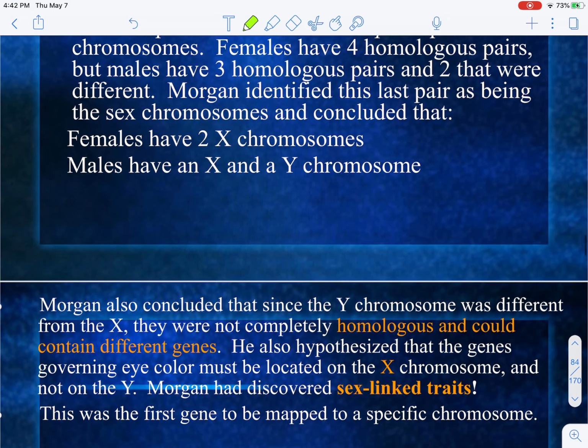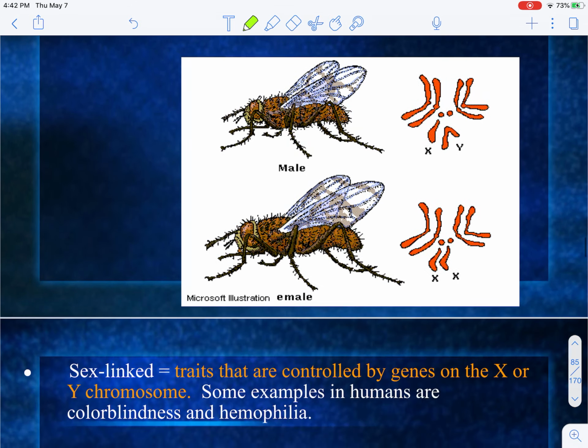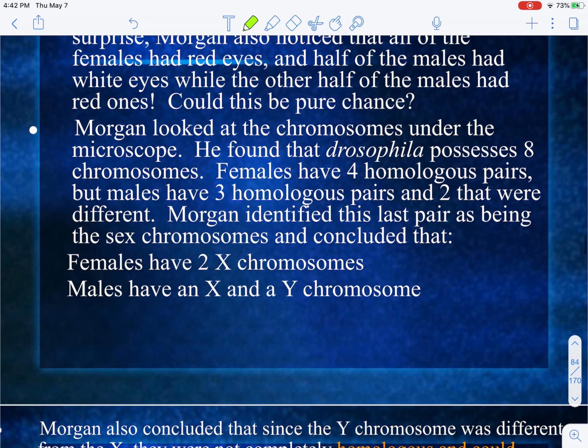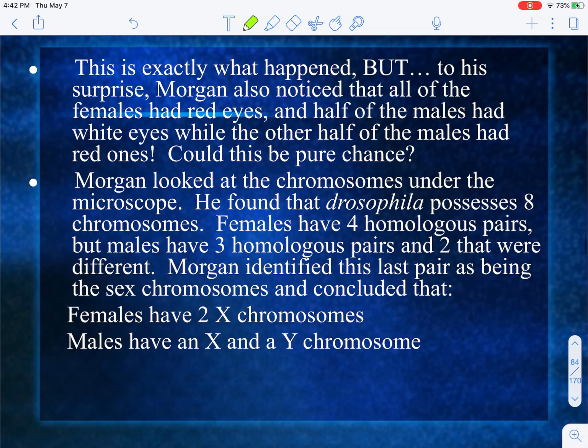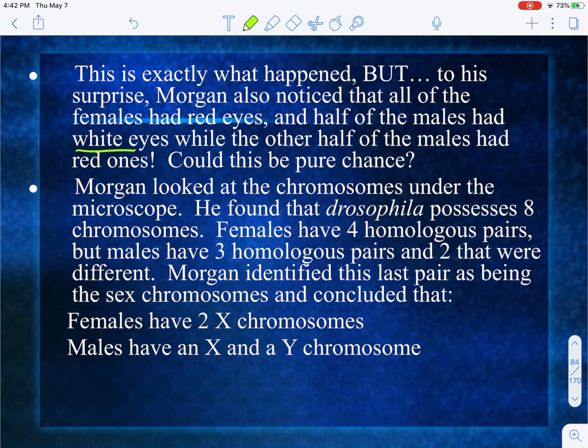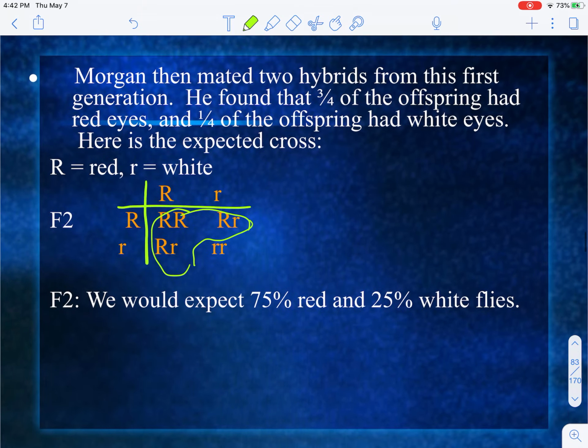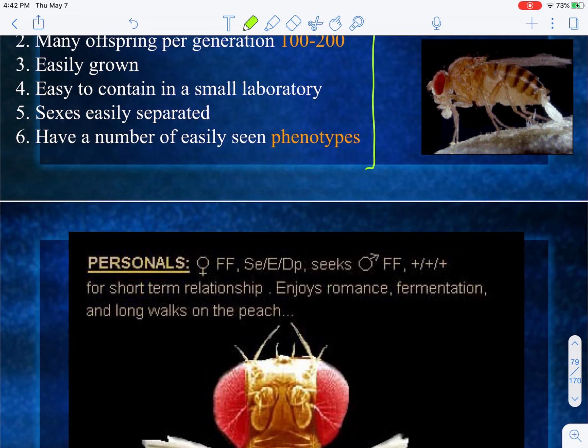But what he actually found in the results of that second cross was that half of the males had white eyes and half of the males had red eyes, and all the females were red. This seemed coincidental maybe the first couple times, but every time he did this cross, the same thing happened.